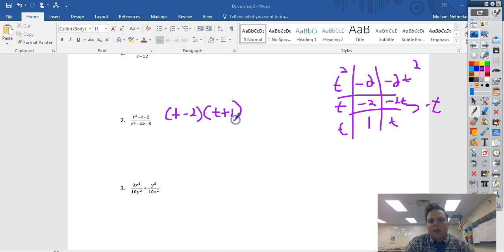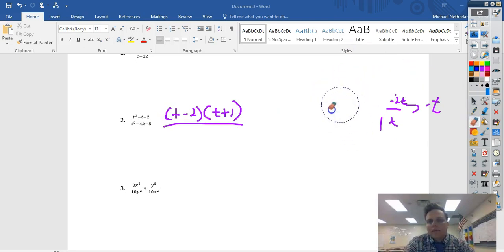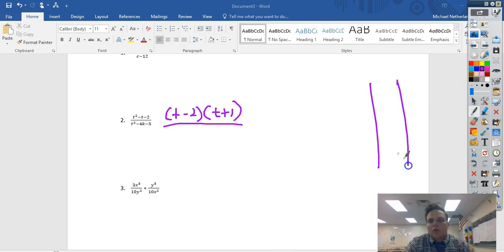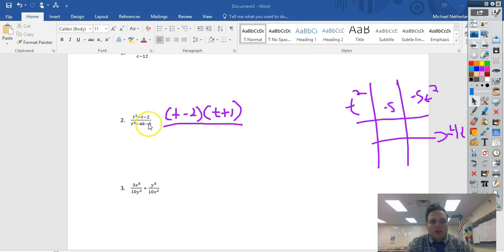Now we need to factor that denominator. Another tic-tac-toe box. We do t squared, negative 5, negative 5t squared. Alright, and then negative 4t. Oh, I threw a k right there. You guys will not see that when you actually get this paper, but I just realized I accidentally put a k there. There we go. Okay, sorry about that.